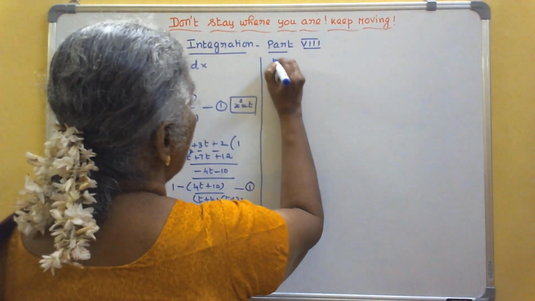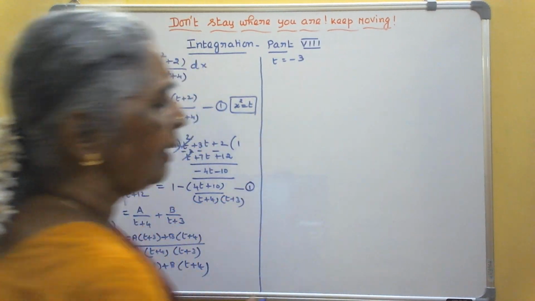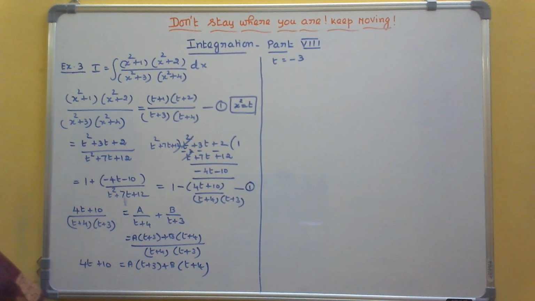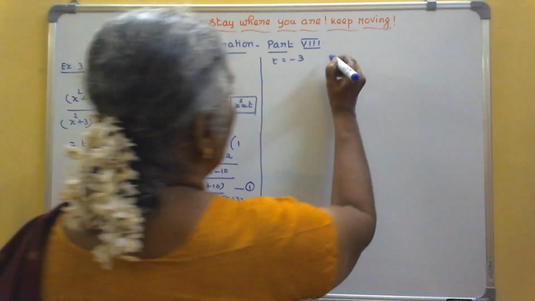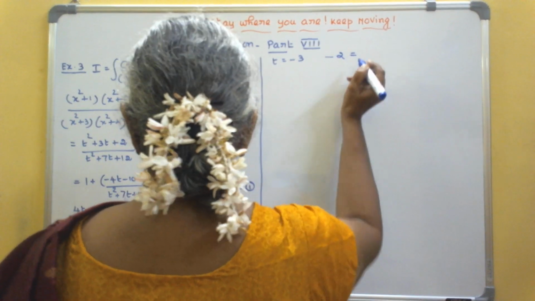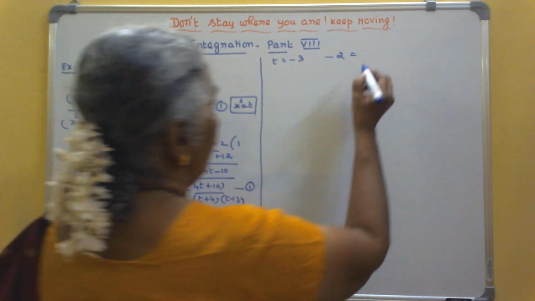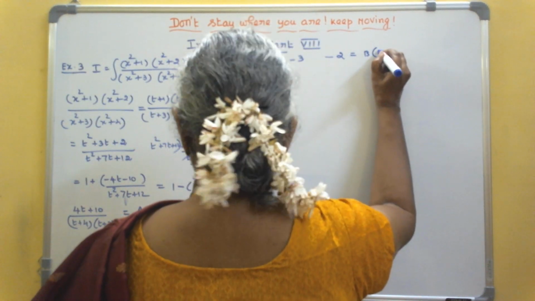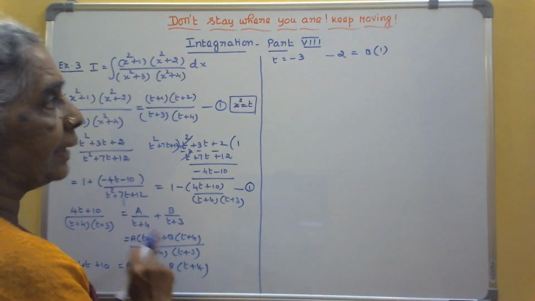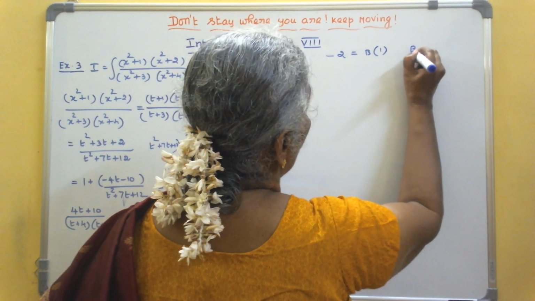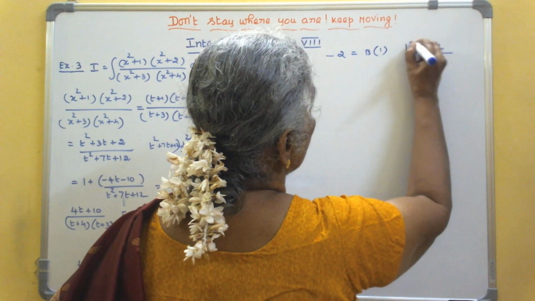So first you put t is equal to minus 3 in both the LHS as well as the RHS. So 4 into minus 3 will be minus 12 plus 10. So you will get minus 2. That will be equal to, this term will vanish. We will get the value of b straight away. So b into, you will get 1, right? Because minus 3 plus 4. So the value of b is equal to minus 2.